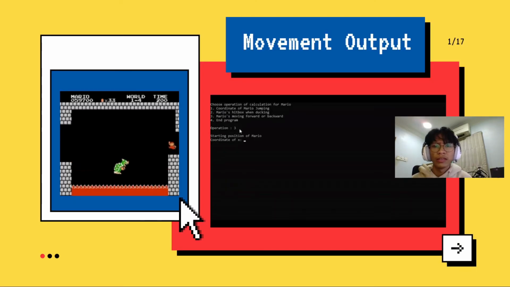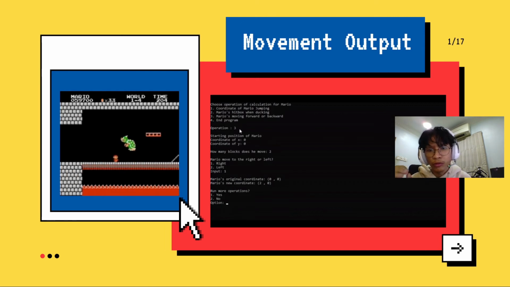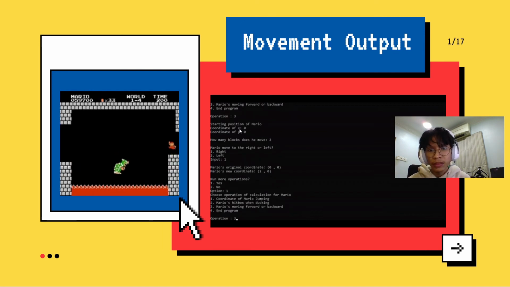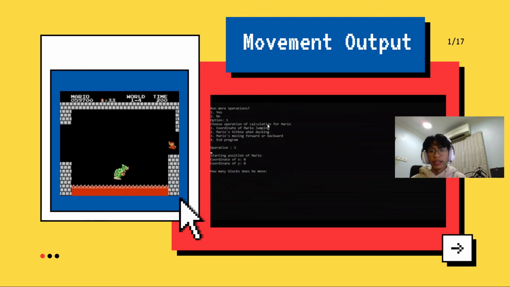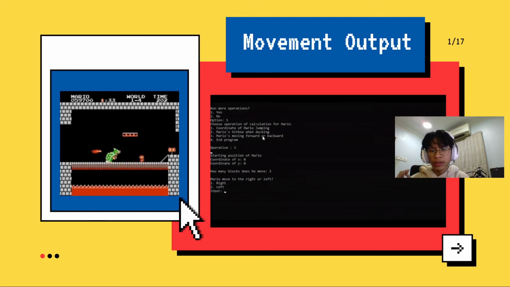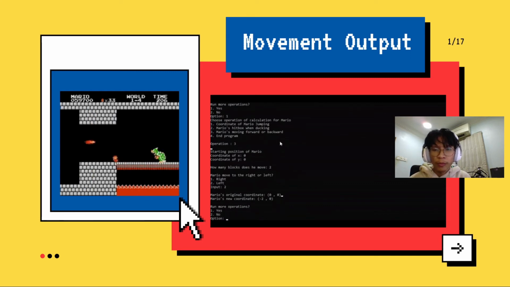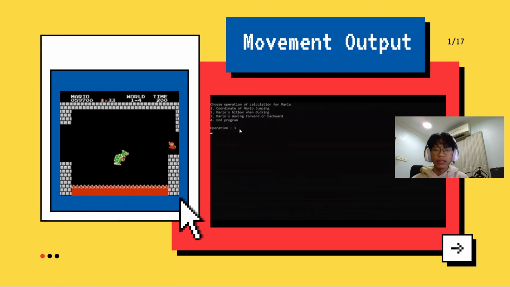Last but not least is the movement operation of Mario. So we can see on the output of the coding, we choose 0 coordinate and we choose 2 blocks to move to the right. We can see from 0, 0, it goes to 2, 0. And we can try it again. We put 0, 0 as the original position. Move 2 blocks to the left, we can see it is -2, 0.